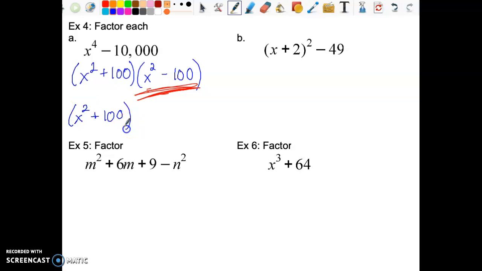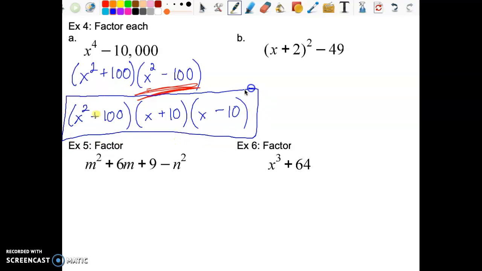Now notice this is a sum of squares. It's a plus sign, so you can't do anything with that one. But this difference of squares you could rewrite as x times x gives you x squared, 10 times 10 gives you 100, make 1 plus, make 1 minus, and now you have the most factored answer. I need you to factor all the way down. So there you go. Same thing goes with the next one.